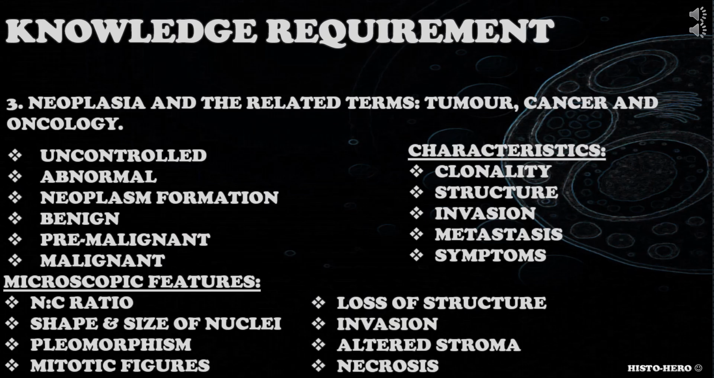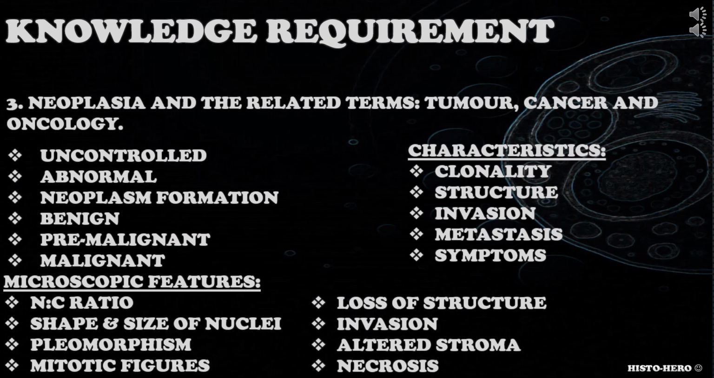The third knowledge requirement is neoplasia and the related terms, tumor, cancer, and oncology. Candidate needs to have the knowledge and understanding about neoplasia. You could ask the candidate to explain what is neoplasia and how it develops, to explain terms neoplasm, tumor, cancer, and oncology, to explain the classification of neoplasms, to name characteristics of neoplastic growth, to list microscopic features of neoplasia on H&E stained section.